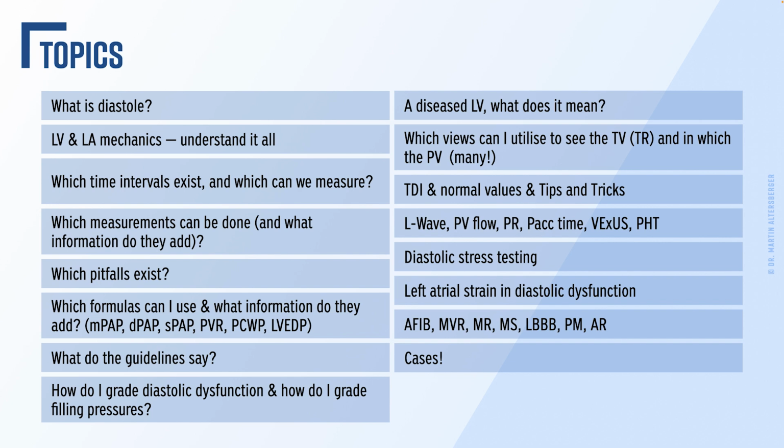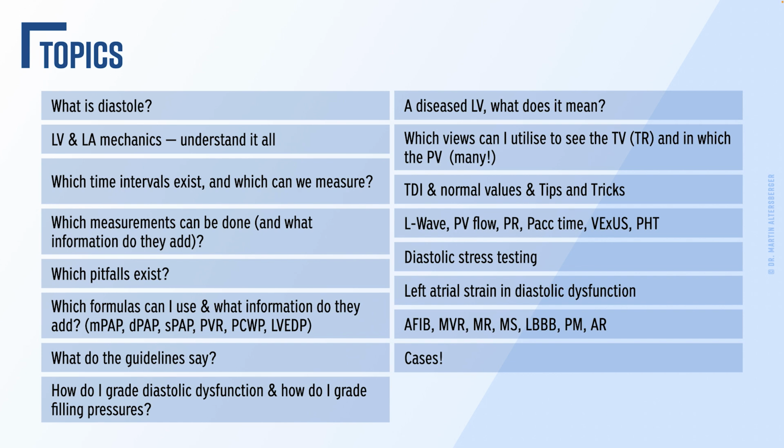We will also discuss when we think that elevated filling pressures might be present and when it explains symptoms of our patients. Furthermore, we will discuss features of the left ventricle, the left atrium, but also of the right heart to identify problems there. And we will use plenty of measurements on how to utilize the tricuspid valve, tricuspid regurgitation, and the pulmonary valve for also using those formulas.